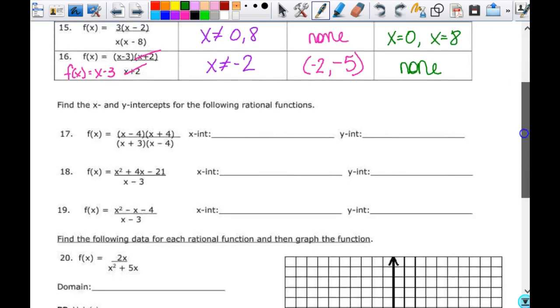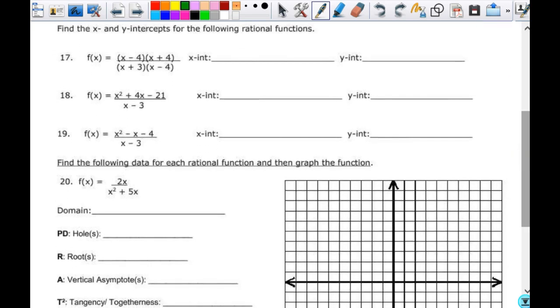Now let's look at number 17. We're going to find the x and y intercepts of the following rational functions. Okay, so remember, domain is the only thing that you do before you reduce. If I have a common factor in the numerator and denominator, which I do here, I'm going to cancel these out because I have point discontinuity when x equals 4. So when I go to look for my x-intercepts, that's when I take the numerator factors and set them equal to 0, but x minus 4 doesn't count anymore. That's a hole, there's a hole there.